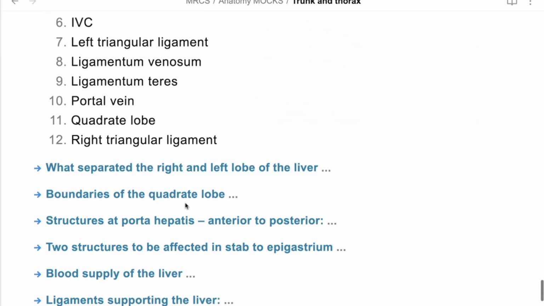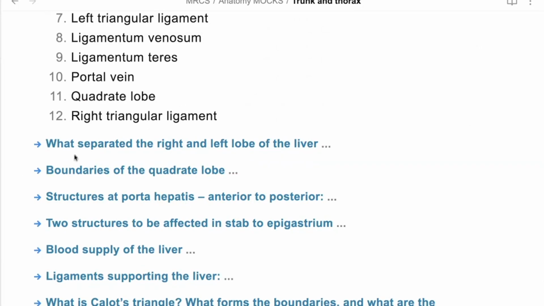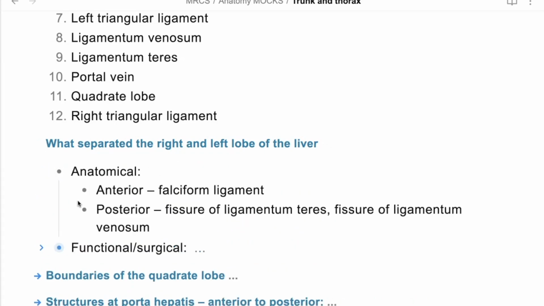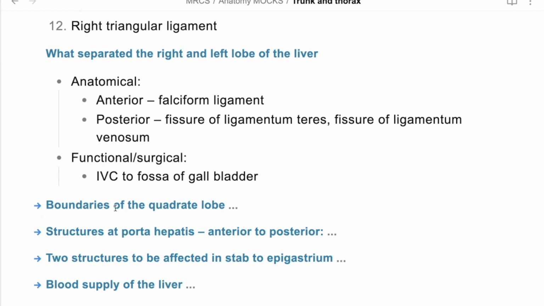Great. Very quickly, Nazir, what separates the right and left lobe of the liver? There are 2 landmarks, anatomical and surgical. Anatomically, it will be the ligamentum teres and the fissure for ligamentum venosum. Surgically, it will be a line which is drawn from the fossa of the gallbladder to the inferior vena cava. Okay, well done. So anatomical and functional or surgical, and like you said, well done.